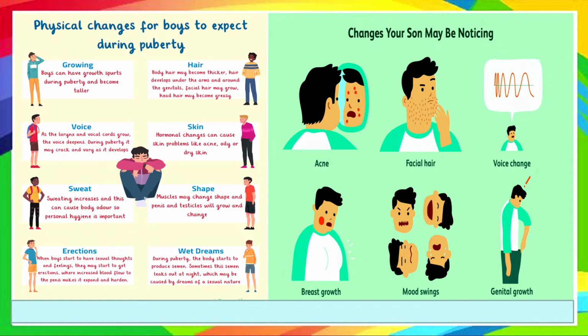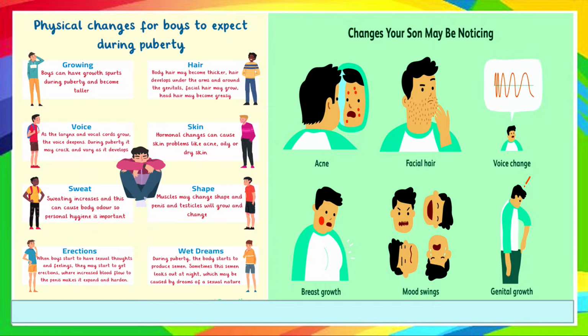When boys start to have sexual thoughts and feelings, they may start to get erections at this stage. Increased blood flow to the penis makes it expand and harden. They will have wet dreams also during the puberty stage. So these are the common changes that take place in boys, or we can say males, during the adolescent stage.